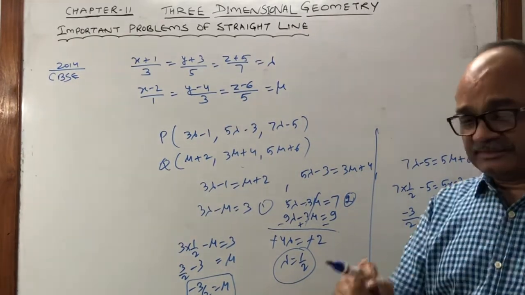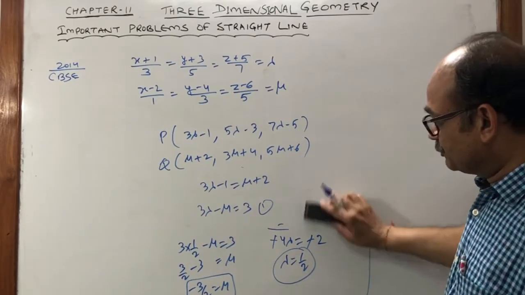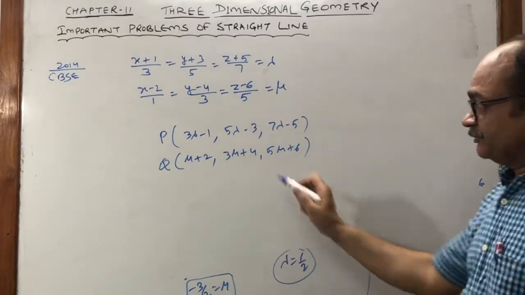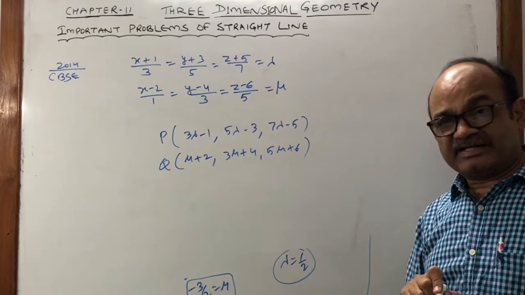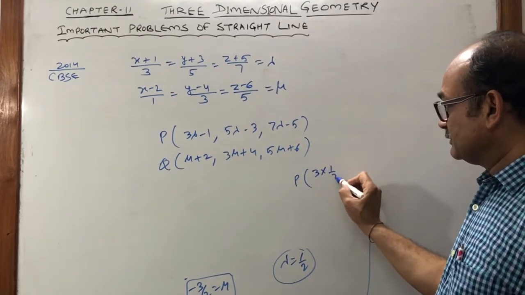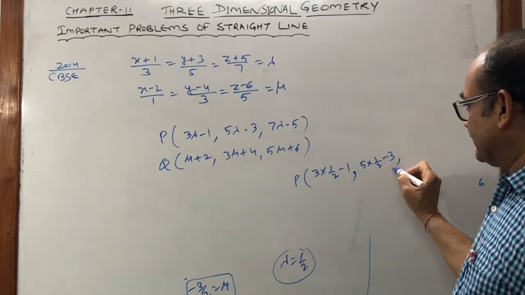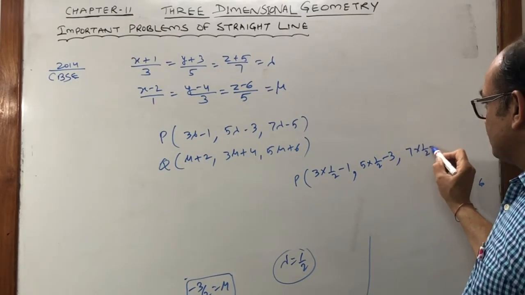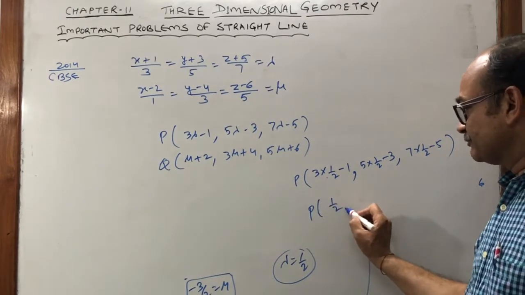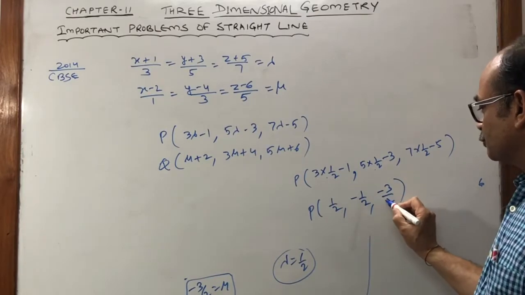Now what is the common point? Common point is, we can substitute the values of lambda and mu here, in any of the points, you will get the required point of intersection. So substitute here for P: 3 lambda minus 1, 5 lambda minus 3 and 7 lambda minus 5. So required point is 3 by 2 minus 1, that is half, 5 by 2 minus 3, that is minus half, minus 3 by 2.